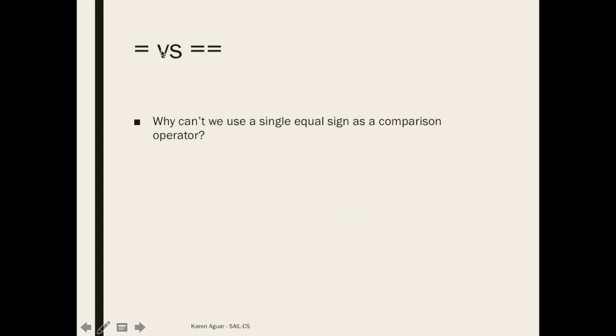So let's talk about the single equal sign versus the double equal sign. Why can't we just use a single equal sign as a comparison operator? Well, remember, this single equal sign, we call that the assignment operator. And what that means is that normally when we program, we say something like x = 5. What happens is we take the value 5 and we store it in the variable x. So this is actually just going to be like an int, right? We're taking 5, storing it in x.